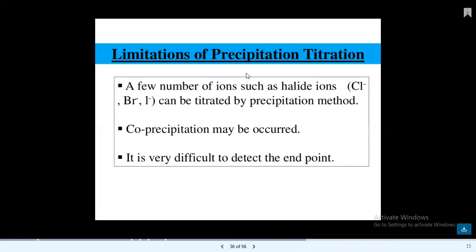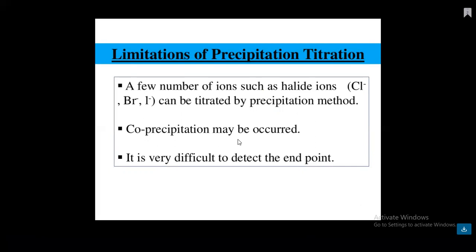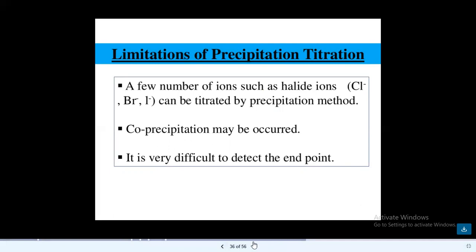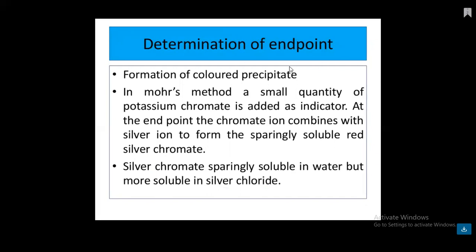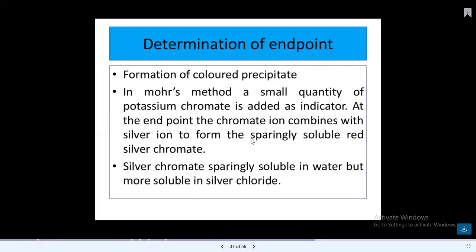What is the limitation of precipitation titration? Only a few ions, such as halide ions, can be titrated. This method is only for halide ions. Co-precipitation may occur if you do not maintain the reaction conditions, and then it is very difficult to find the endpoint. Sometimes you have a colored precipitate, so the endpoint is not easy to indicate. And these are the different conditions of the different titrations.